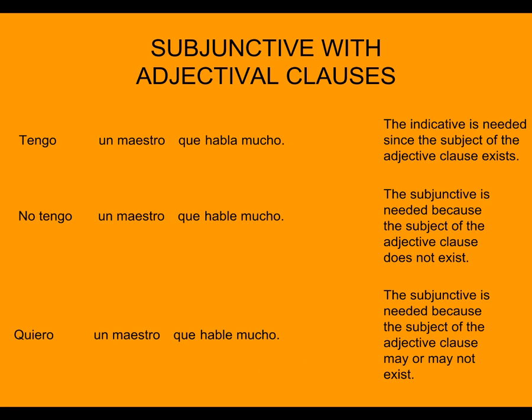And another use of the subjunctive is quiero un maestro que hable mucho. I want a teacher that talks a lot. That person may or may not exist. This is a hypothetical situation, and since the person may or may not exist, since we don't know of the person's existence, we need the subjunctive hable.